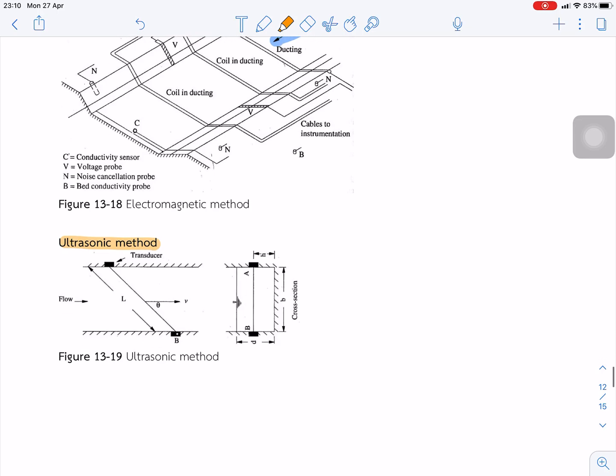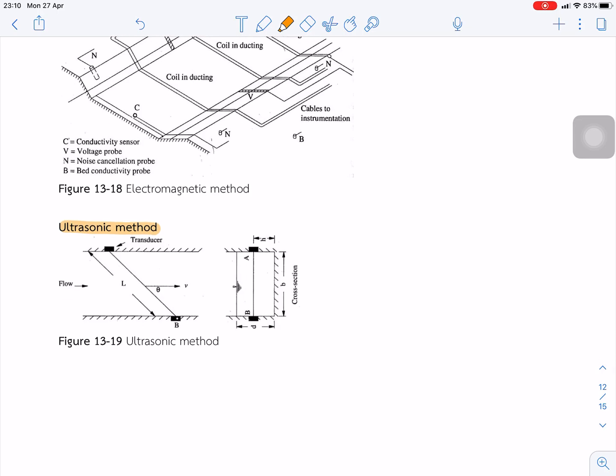Another method we use is the ultrasonic method. It is like the method used in the hospital to send sound waves into your body to see what is happening in your muscles and organs. It is the same here. They send the ultrasonic wave across the channel, measure the change of the ultrasonic wave, and convert it back to the flow rate.